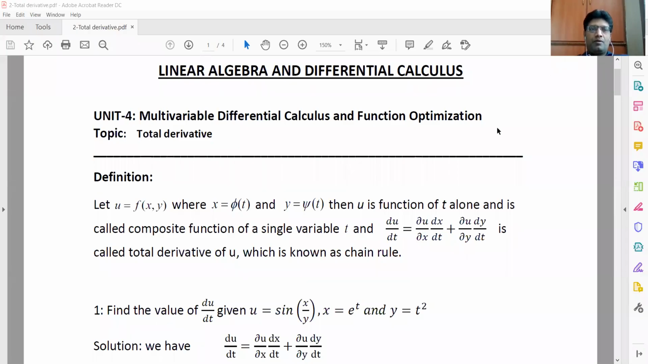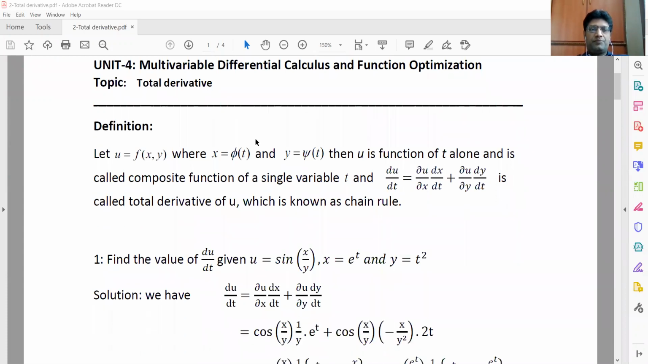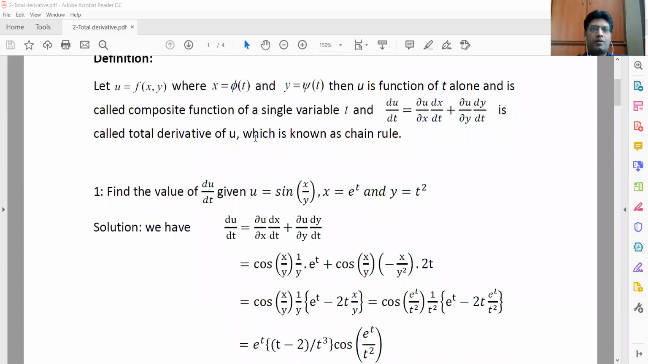Hello, welcome to the fourth unit, Multivariable Differential Calculus and Function Optimization. In this video, we are going to see what is meant by total derivative and some problems on total derivative. Let us see first the definition.